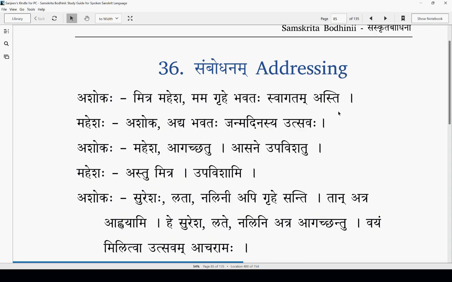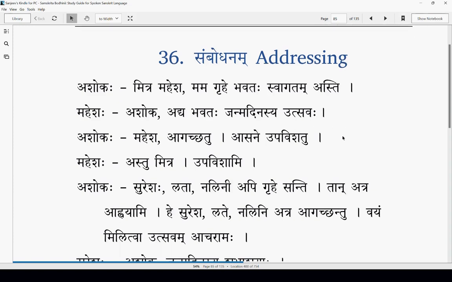Mama grihe bhavataha swagatam aste. You know, swagatam means welcome. Bhavataha is Shashti Bhakti, right? Mama grihe bhavataha swagatam aste. Overall it means you are welcome, but Sanskritam is used like this: in my home, your welcome is there, if you translate it literally. Then Maheshaha vadati, kim vadati: Ashoka, hey Ashoka, adya bhavataha janmadinasya utsavaha. Today is your birthday. Birthday celebration, utsavaha.